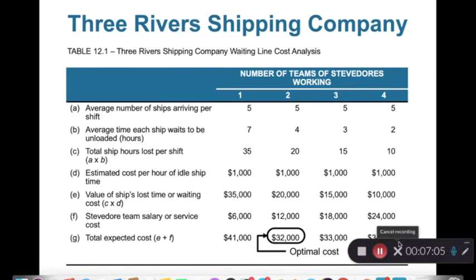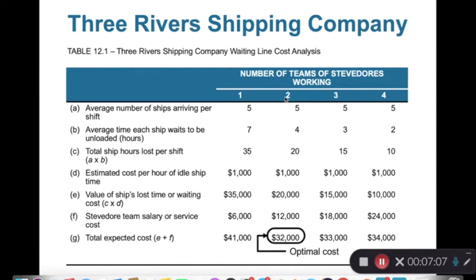Similarly, you can calculate for number 2, number 3, number 4. Then you can get a different total expected cost. And then I need you to determine which one is the lowest. Okay? It's very obvious to see it is this one, right? This is the lowest total expected cost. And then you go up to see this number is 2. So what is the optimal service level? Or here, the optimal number of teams of stevedores working is 2. So we use this method to figure out the optimal service level.